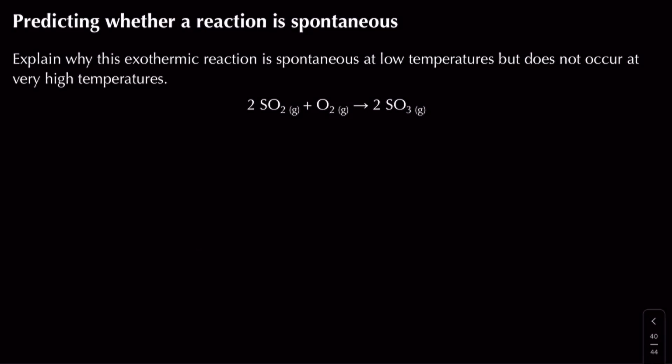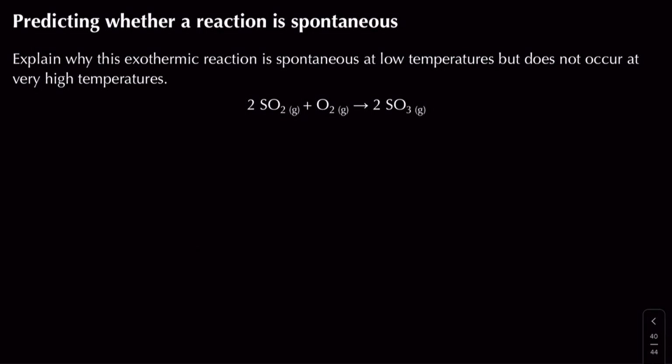So in this video, we're going to be looking at how we can predict whether a reaction is going to be spontaneous or not from looking at data as well as a graph as well. Now, starting off, we're asked to explain why this exothermic reaction is going to be spontaneous at low temperatures but does not occur at very high temperatures. But we've got to think about this in terms of the subjects in our delta G equation.